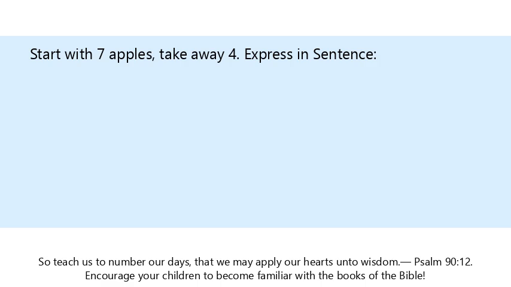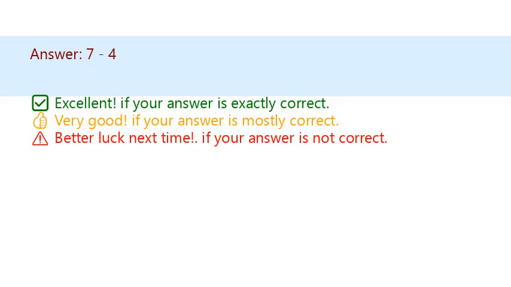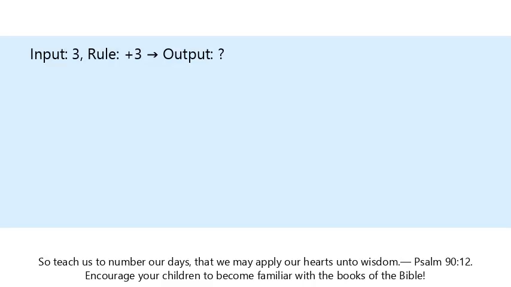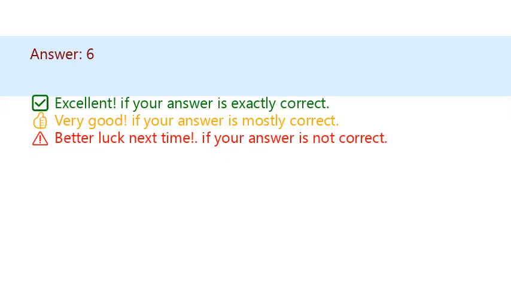Start with 7 apples, take away 4. Express in sentence. Answer: 7 minus 4. Input: 3, rule: plus 3, output? Answer: 6.